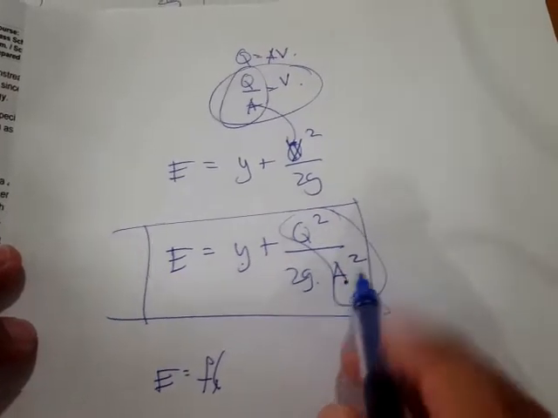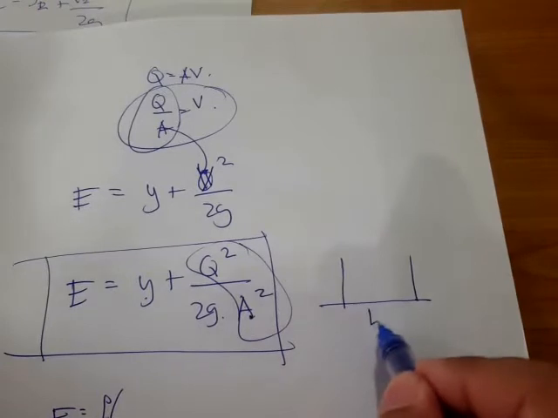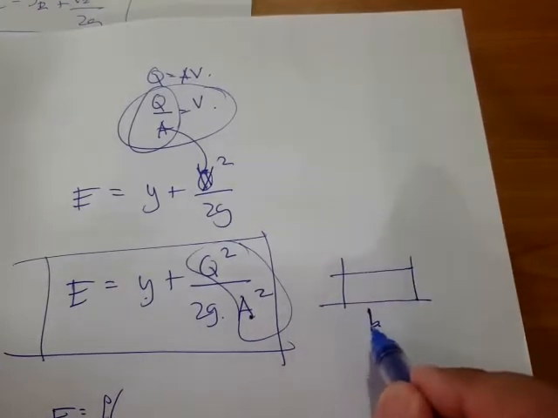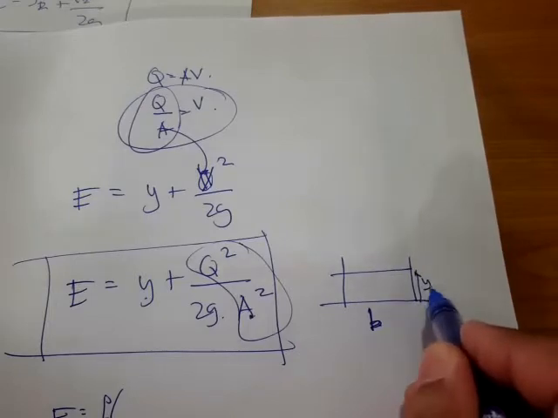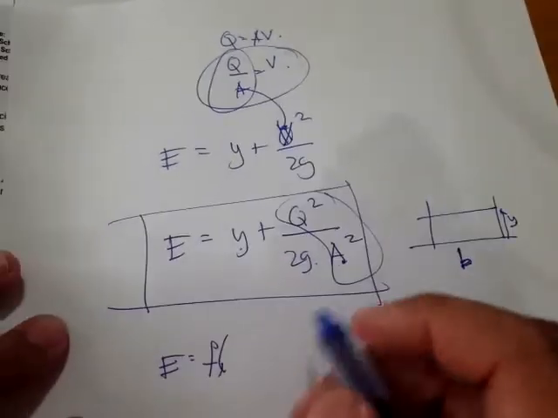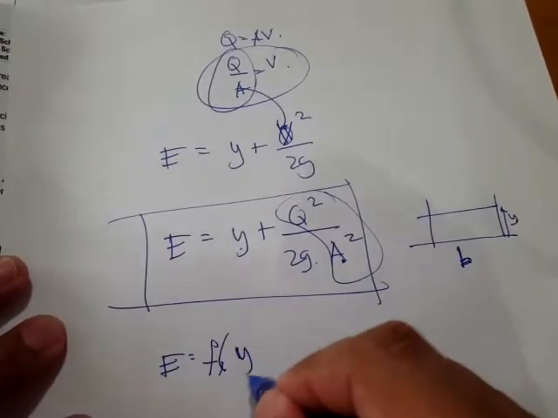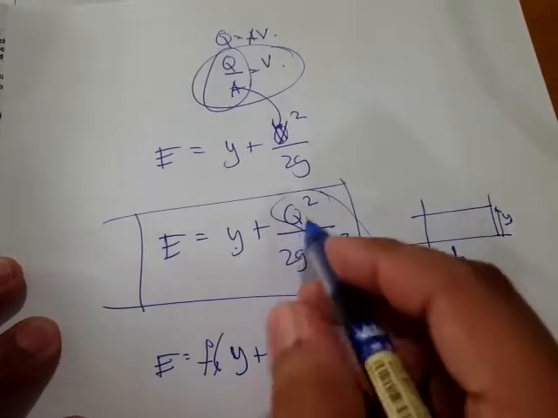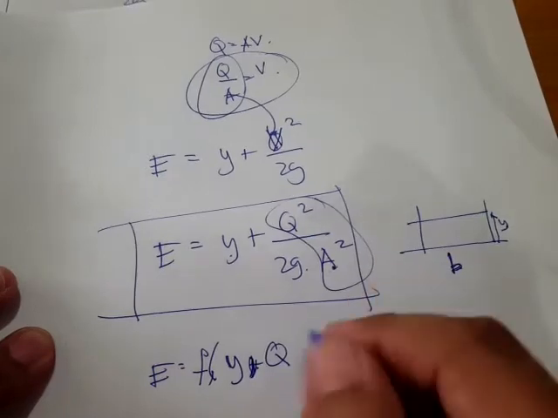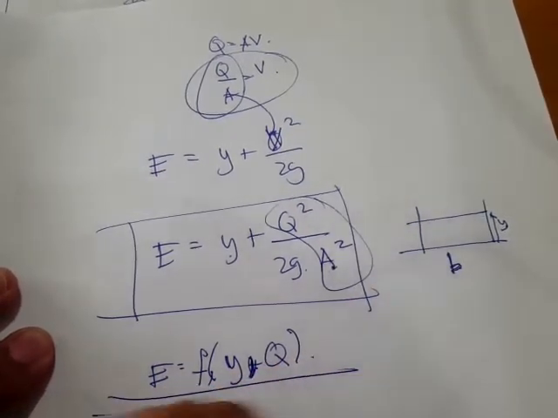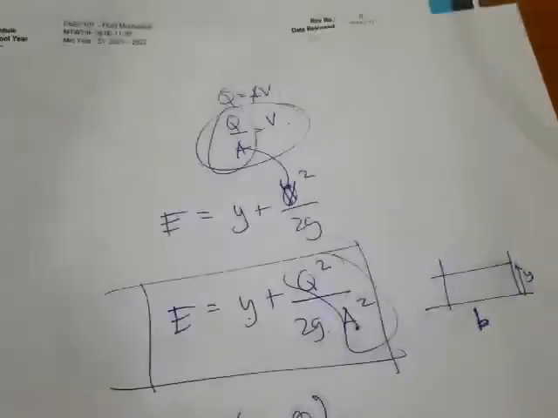This is the cross-sectional area, right? Here's our channel width, and here's our depth. So this is also related to the flow depth. That's going to be a function of flow depth, and also a function of this flow rate, the volumetric flow rate.